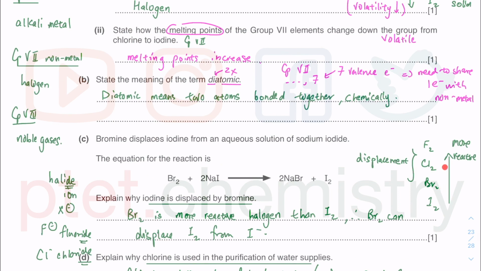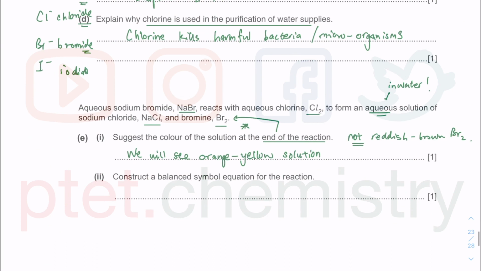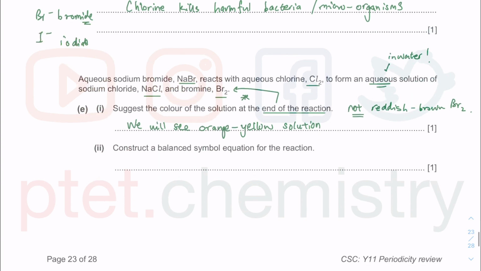Cl2 is a greenish yellow gas. I2 is a black solid at 25 degrees Celsius, called room temperature. But these are in aqueous solution, so you dissolve them in water. The color is a bit diluted, not as strong. It's around orange yellow color.